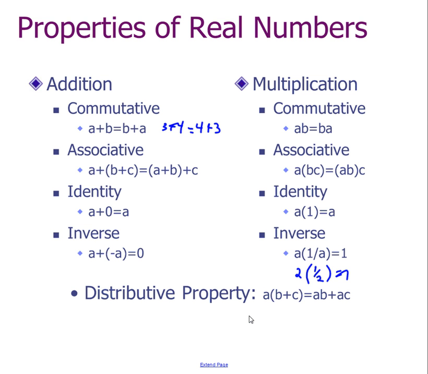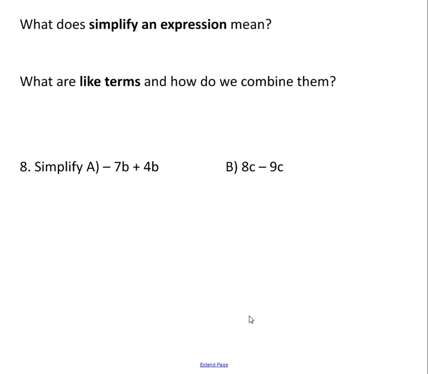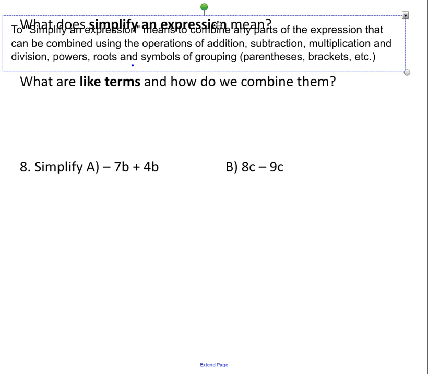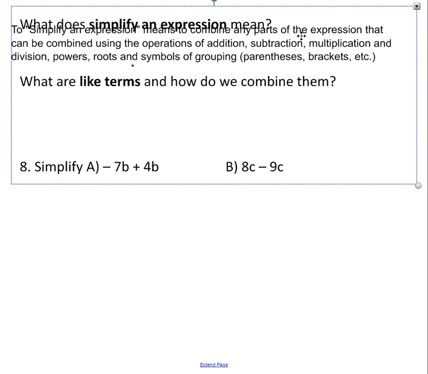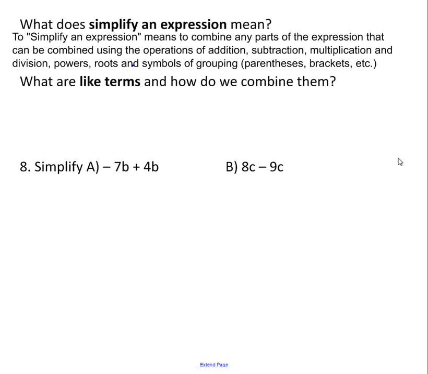Well, let's go through a few examples of what we mean by that. We do have to define a couple terms. When we say simplify an expression, well, what do we mean? Simplifying an expression is a way of combining terms of the expression in such a way that we can combine using the operations of addition, subtraction, multiplication, division, powers, roots, symbols of groupings, parentheses and brackets, and so on, so that we have an expression that is in a simpler form than what we started out with.